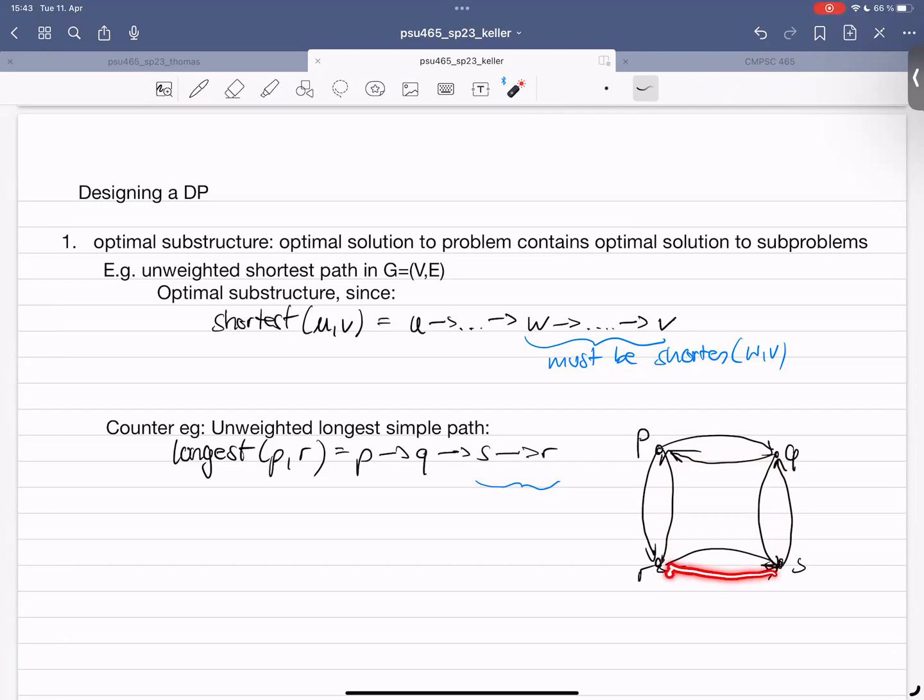And this is exactly contradicting or violating what it means to have optimal substructure. So the longest path from P to R doesn't include or is not based on the longest paths of the subpaths. So this one here is not the longest path. And that's why this doesn't have optimal substructure.